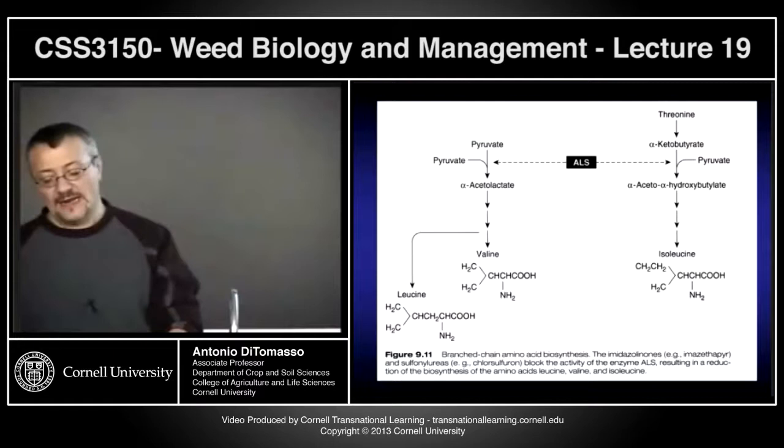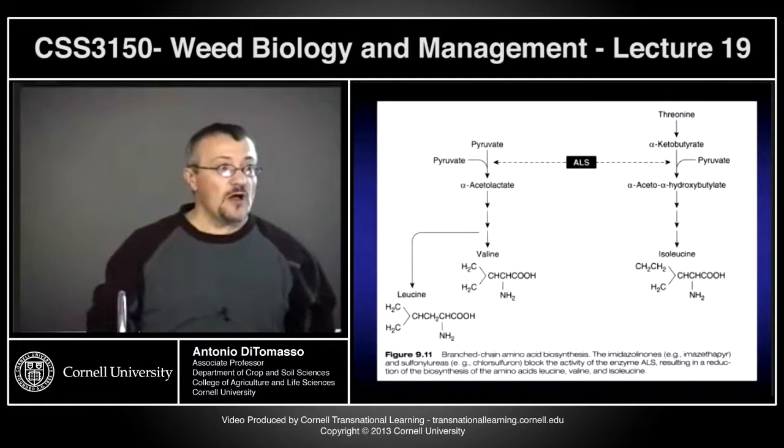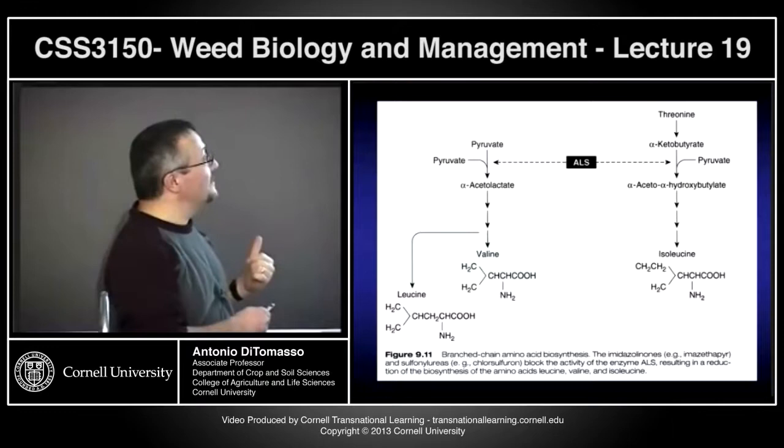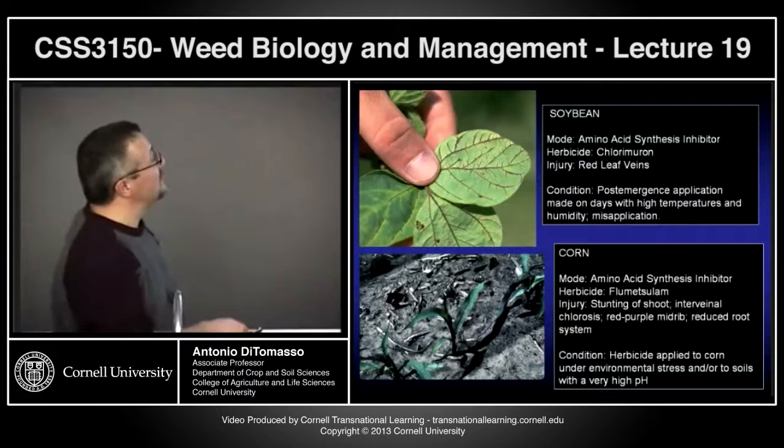And it has to do with what precursor it uses to break down. But what we're saying is if these two parts are broken down, you're not going to get the production of these amino acids, which are the building blocks of proteins, okay? So that's what these herbicides are doing, and why they're effective. But if a plant can overcome this mode of action, it's free. This is amino acid synthesis.